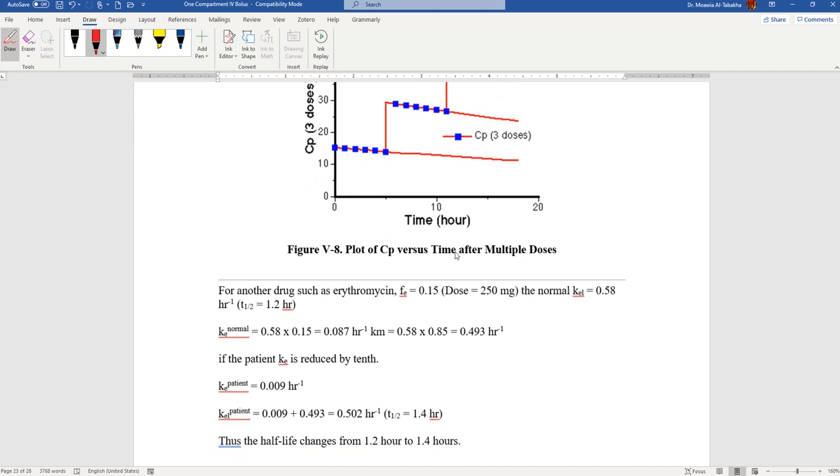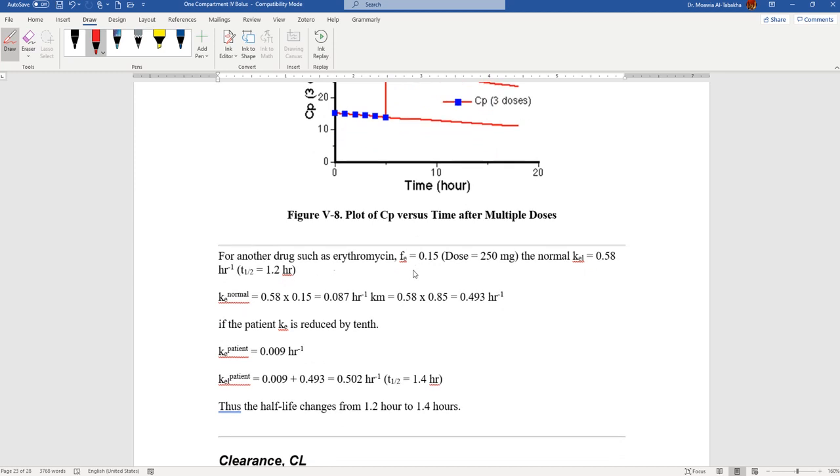Now compare what we discussed to the following example when you are using erythromycin. For erythromycin, the fraction excreted is 0.15. That means if I have the window of elimination, only 0.15 is for KE. So 15% of the window is KE, 15% because it is 0.15. The total KL is 0.58.